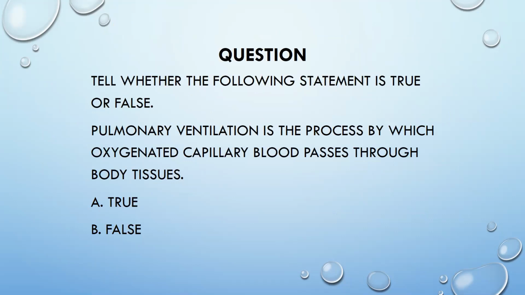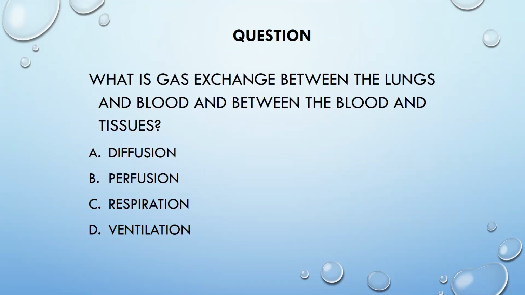Here's a fact check. Pulmonary ventilation is the process by which oxygenated blood, capillary blood, passes through the body tissues. You better get this. It's false. That is perfusion. We just talked about that. You remember? You've got to have your transporter. That's part of perfusion. You've got to have your car and your driver and all those things working together. Got to have an engine to pump the blood.